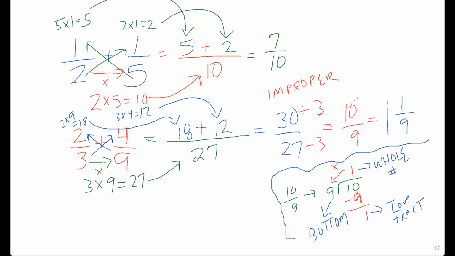All right, and then if you can get here to 10/9, but you can't get here to 1 and 1/9, that means that you don't know how to convert from improper to a mixed number, which still doesn't mean that you don't know how to add fractions. It's just a sub skill that you need to work on.